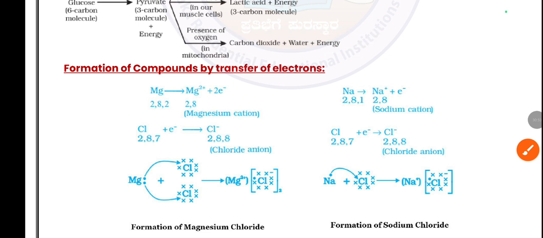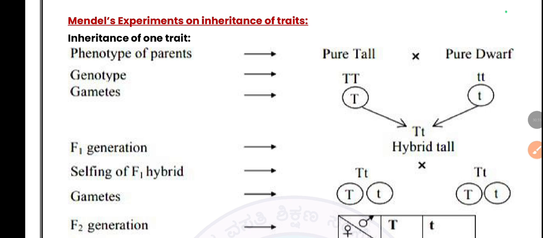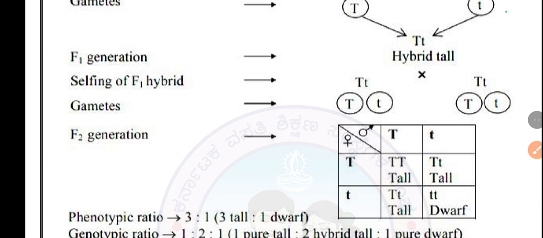The next one, Mendel's experiment of inheritance of traits. Inheritance of one trait, phenotypic parents. In that, genotype and gametes are there. Pure tall, capital T, pure dwarf, small t. If we make a cross pollination, okay, then capital T, small t, all hybrid tall plants are there in the F1 generation. Then selfing of the F1 hybrid. Okay, again we have to sow the seeds and we get new seeds in the next season. Those seeds are sown. Then in that generation, what happens?